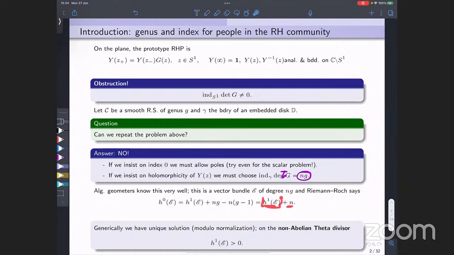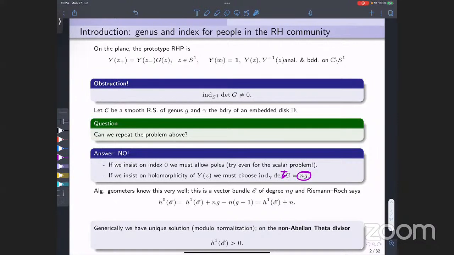Now, this H1, people in algebraic geometry know exactly what I'm talking about. Maybe people in the integrable systems audience may not know. So this is another dimension, but all you need to know right now is that generically this is 0, okay? And so generically you will have precisely n linearly independent row solutions of your Riemann-Hilbert problem, out of which you cook up your solution of the Riemann-Hilbert problem.